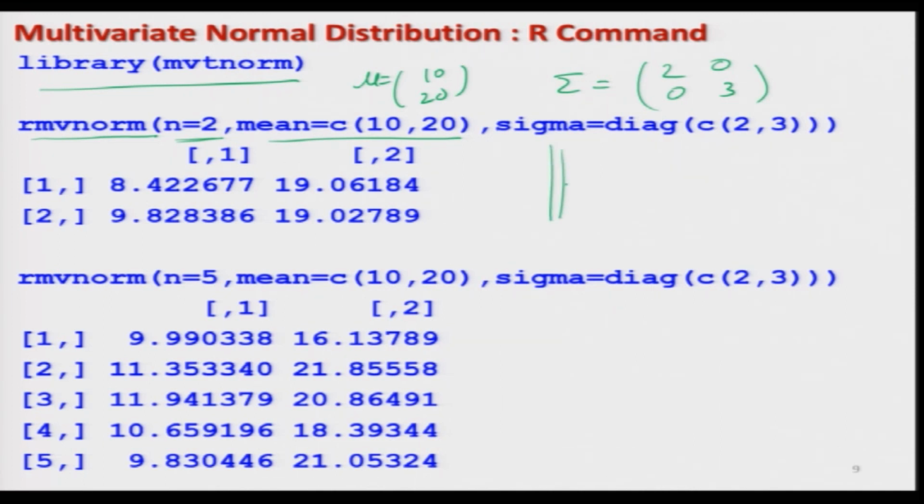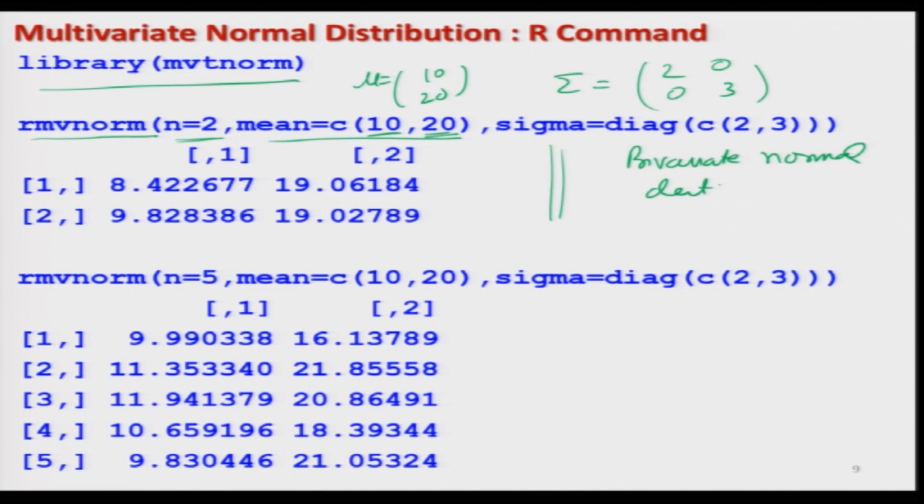You can see this is a bivariate normal distribution, because you have taken only 2 values in the mean vector. That indicates this is a bivector, and you have given only the values of mu x and mu y.